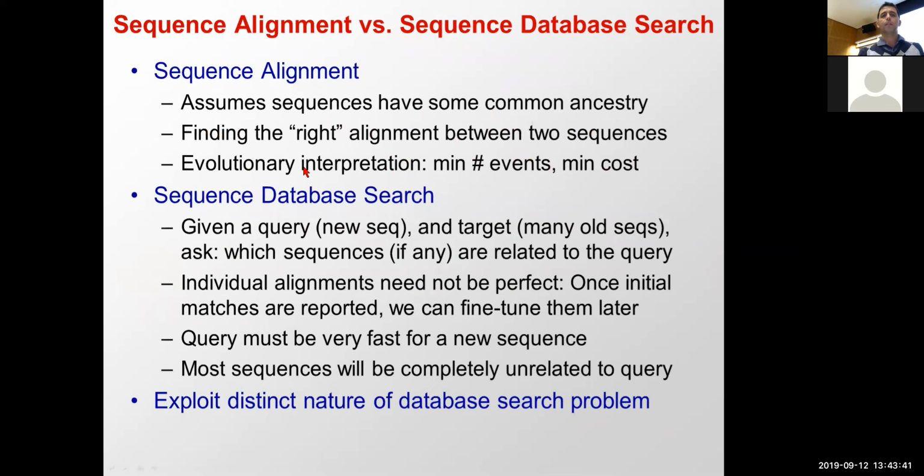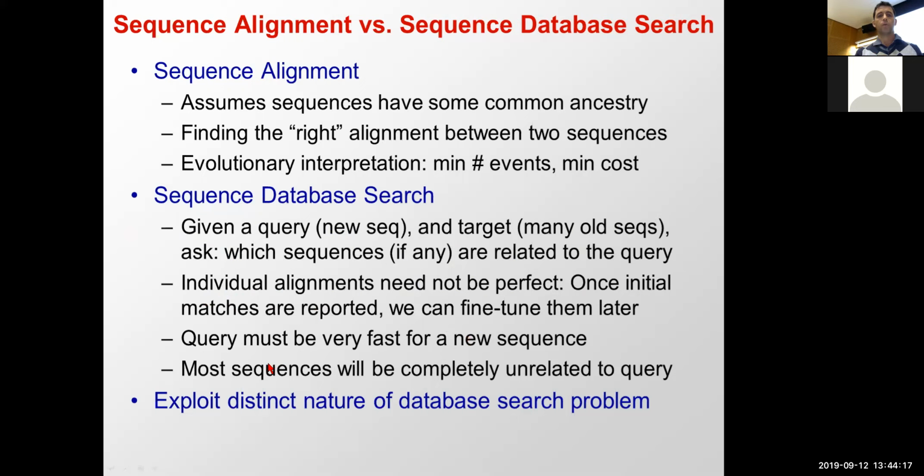The sequence database search problem is very different. Here, we just want to give a query, some new sequence, and a target, which is many, many old sequences. We want to ask which sequences, if any, of my database are possibly related to the query without worrying about the exact number of events. I just want to do this really, really fast. And the individual alignments don't need to be perfect. Once the initial matches are reported, we can then fine tune them later. We can actually just run the quadratic algorithm for the small number of matches that we get, okay?